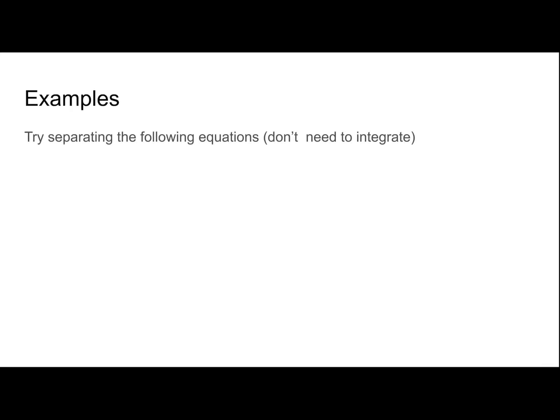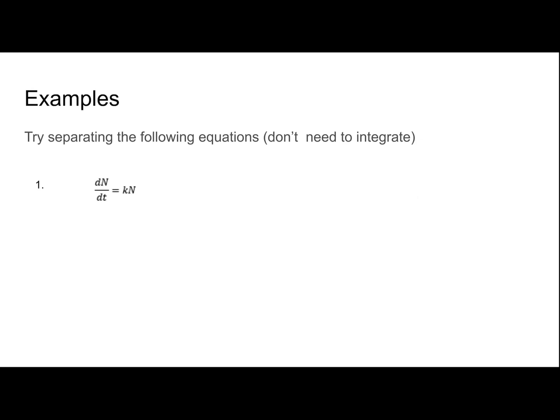Alright, so here are a couple of examples. Try separating the following equations, but you don't have to integrate them. For example, question 1, we have dn over dt equals k, which is just a constant, times n. Have a go at this question, and when you're ready, keep watching the video to find out the answer.